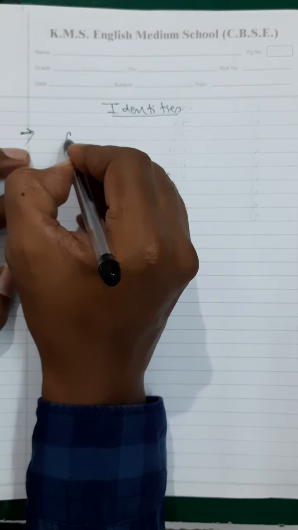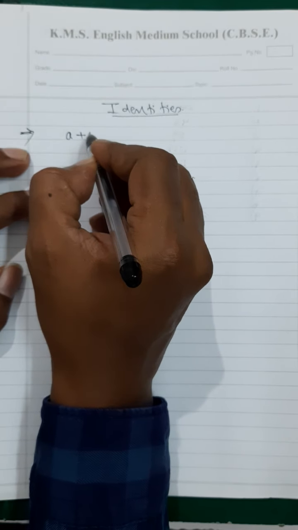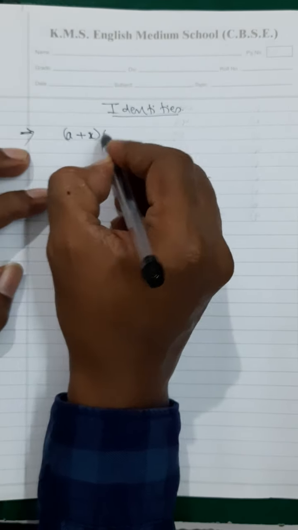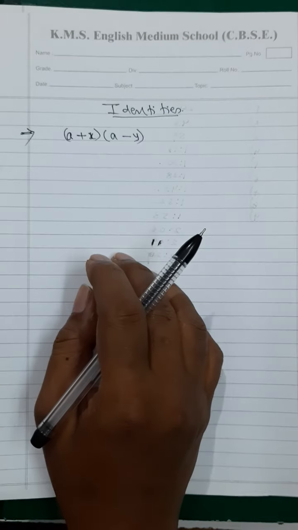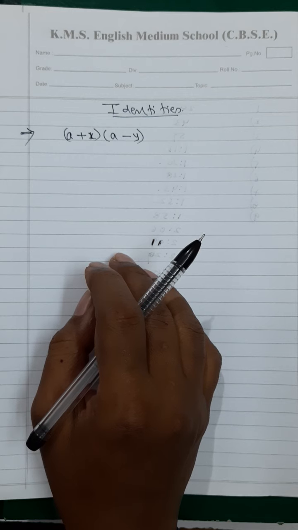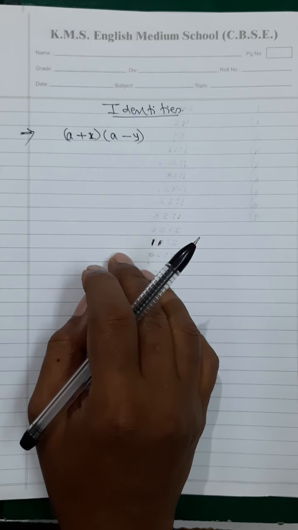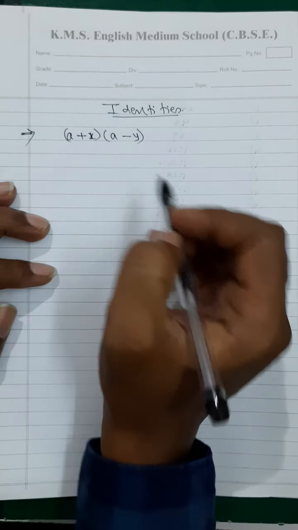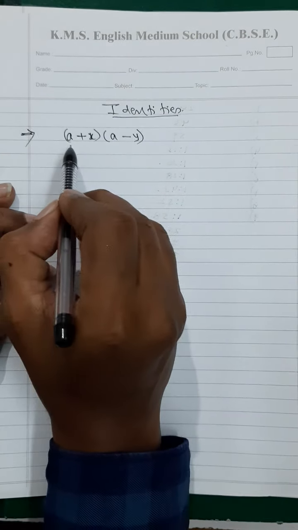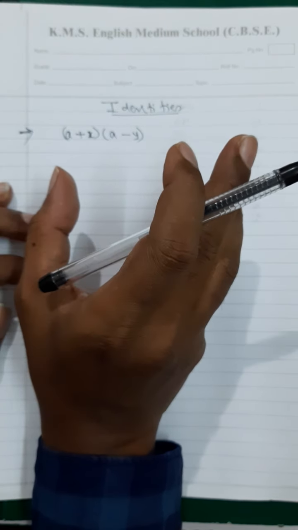See, it is something of this sort: a plus x into a minus y. Okay, you can consider like this: a plus x into a minus y. Fine. If you have to find this, see what is the speciality of this identity. Means basically try to understand the question first. What is the question?